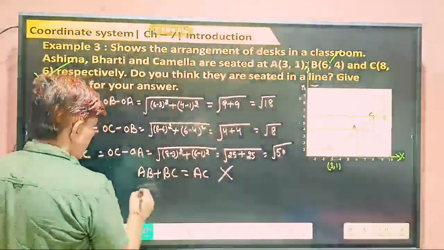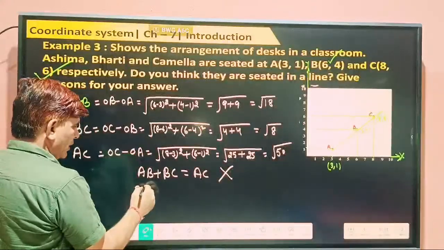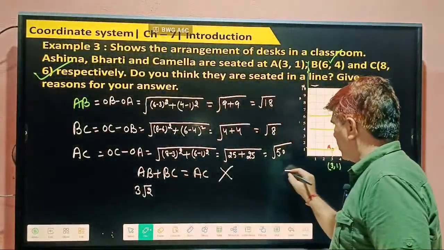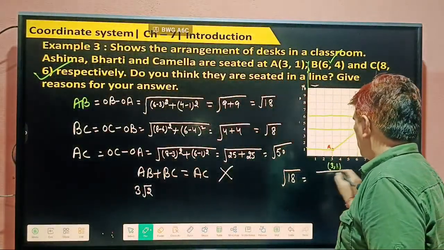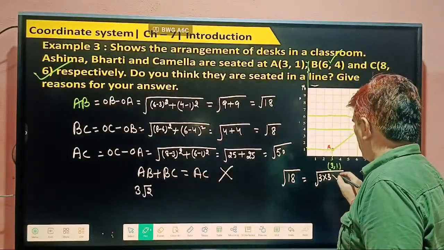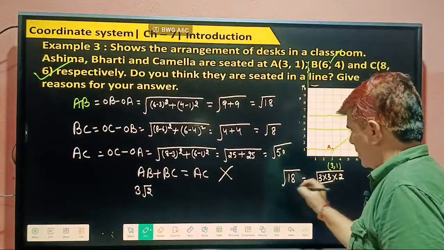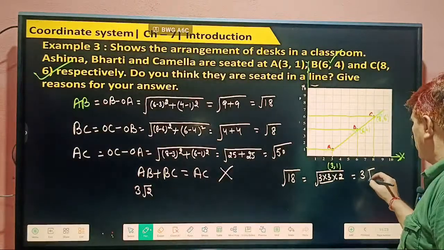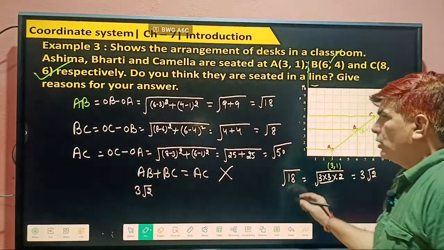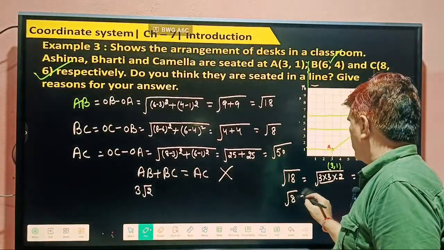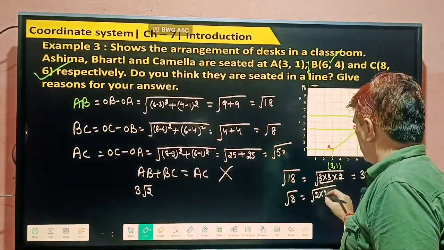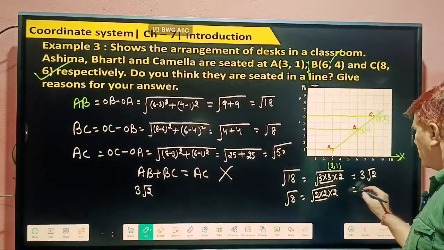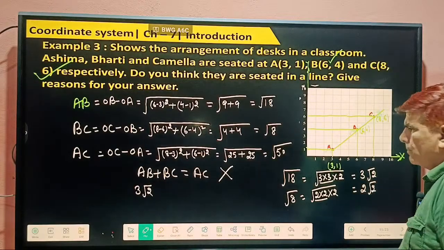AB equals under root 18. Under root 18 we can write as 3 under root 2. First I want to tell how we can write under root 18 as 3 under root 2. We can write 3 into 3 into 2. From under the root, the one that is in a pair comes outside, so 3 in a pair, this is 3 under root 2. And then under root 8 is equal to 2 into 2 into 2, so which one is the pair? 2. One 2 comes outside, 2 under root 2.